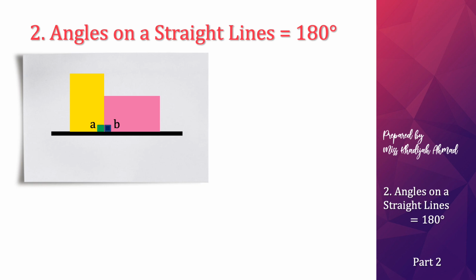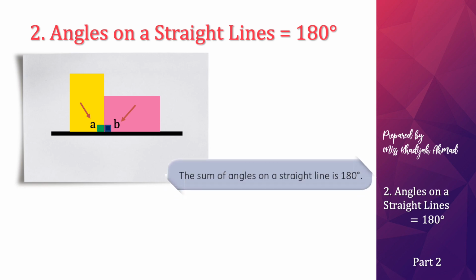As you have already known by now, a rectangle has a right angles at every corner. So here we have right angle A and right angle B on a straight line, which makes the total of 180 degrees. So here we conclude that any angle on a straight line will add up to 180 degrees.